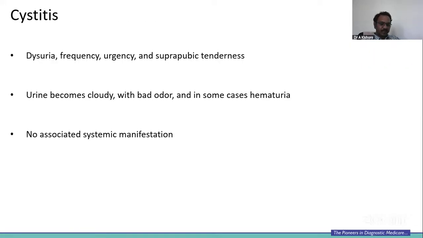Whereas inflammation of the bladder, which you call cystitis, there will be dysuria, difficulty in passing urine, frequency of urination, urgency and suprapubic tenderness, all these will be there. Urine becomes cloudy with a bad odor, and in some cases you see hematuria, blood in the urine also. No associated systemic manifestations will be seen.